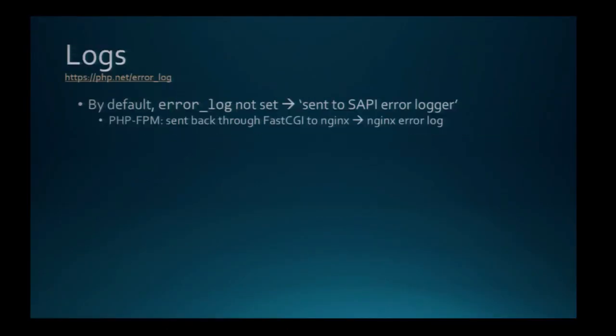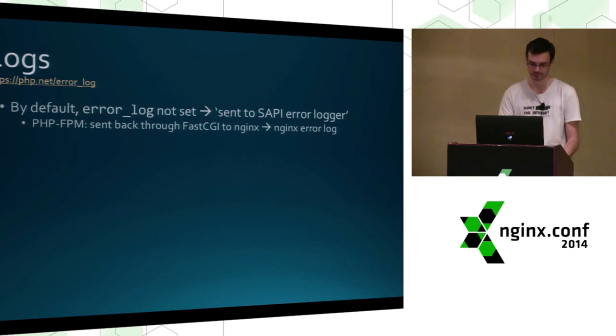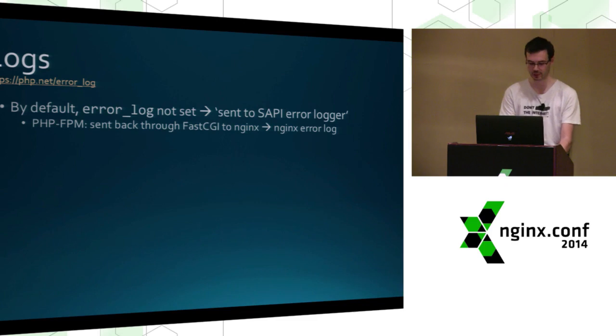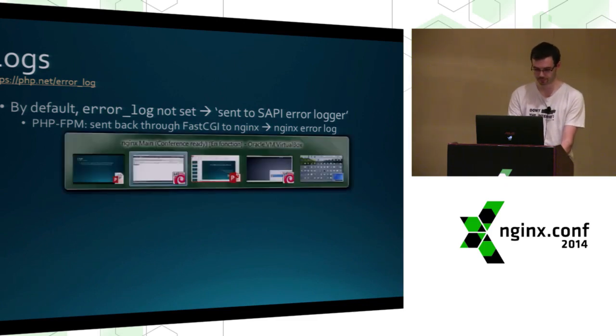Now logs, because it's cool to have a server, but it's better to have logs to know what's happening and where the message goes when something goes wrong. By default, if you don't configure any error log directive or anything in PHP, the errors are sent back through the fastCGI pipe. So actually your PHP errors get collected in your Nginx error log file. So that's maybe cool for you, maybe not. But by default, if you don't specify error log, it's in your Nginx error log.